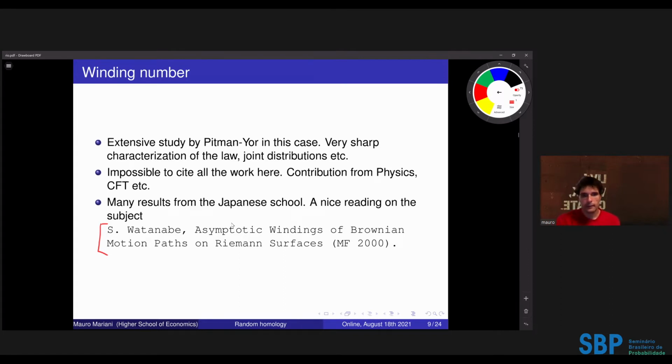And he just makes asymptotic. It's called Asymptotic Windings of Brownian Motion in Riemann Surfaces. So if you want to read something on the subject, maybe it's a good place to start. And this is the Watanabe of Yamada, Watanabe, and many other results, and many of the students also on the subject.